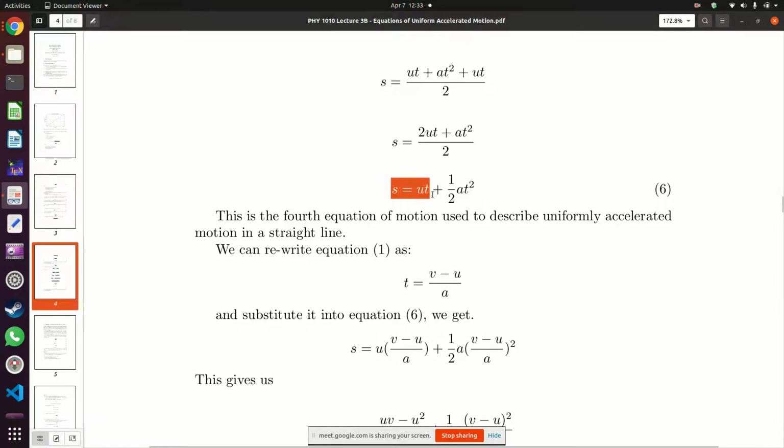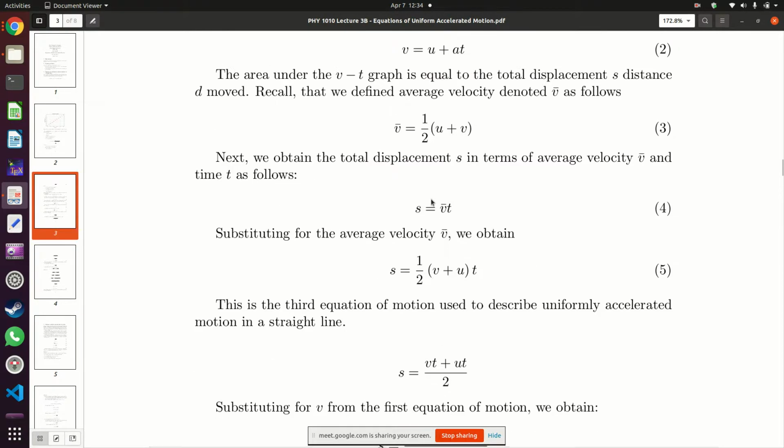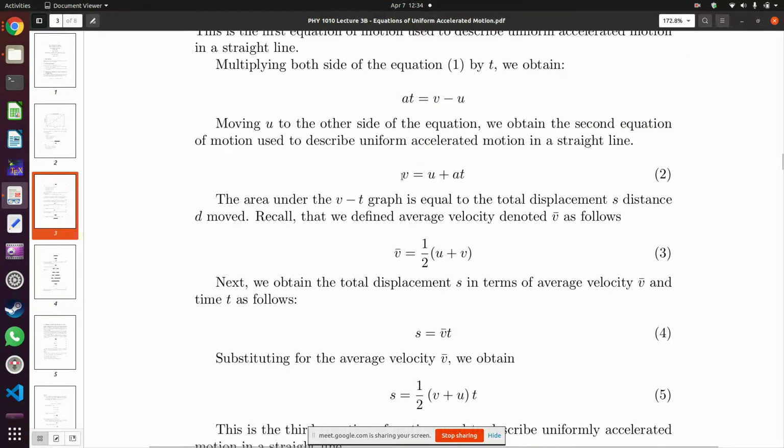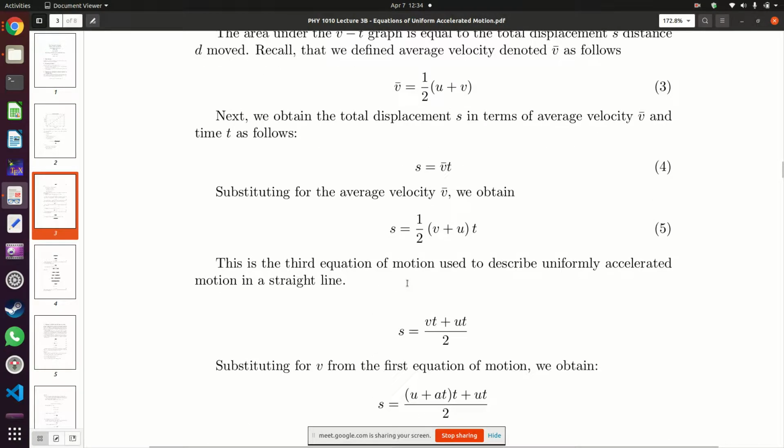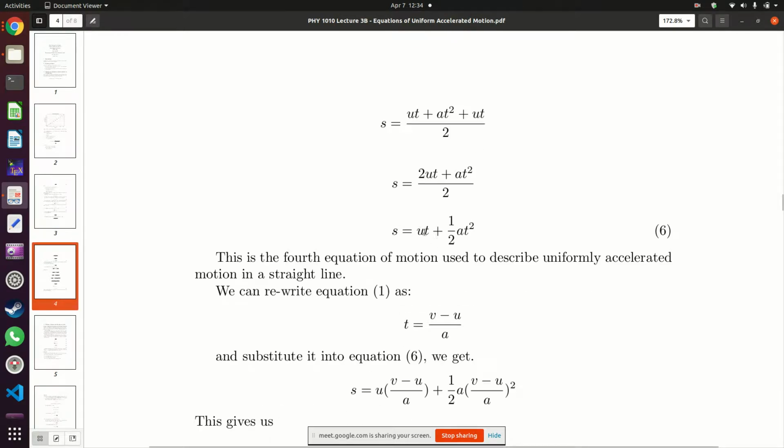This is another important equation. So now we have got a couple of important equations. You have got this one, v is equal to u plus at. Then we have this one, which connects the distance or the displacement with the initial velocity and the final velocity and the time. Then we have this expression, s is equal to ut plus half at squared.